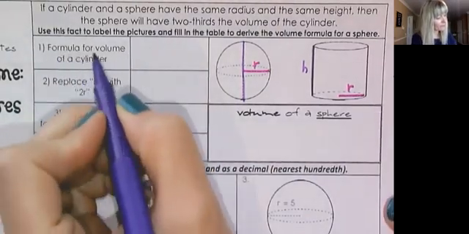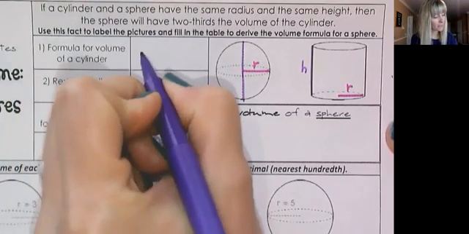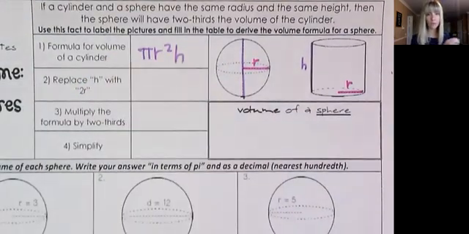Anyway, so formula for volume of a cylinder, we know this one. I'm going to leave the V off just so that I can fit it. This is pi r squared h. Pi r squared h. That is how you find the volume of a cylinder.